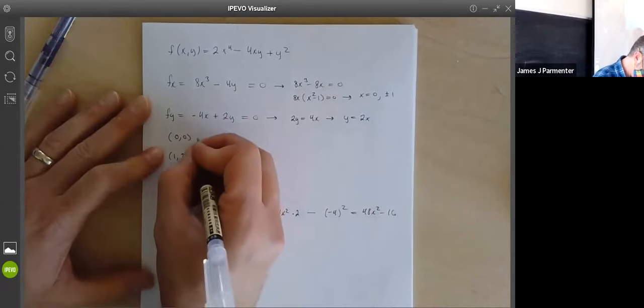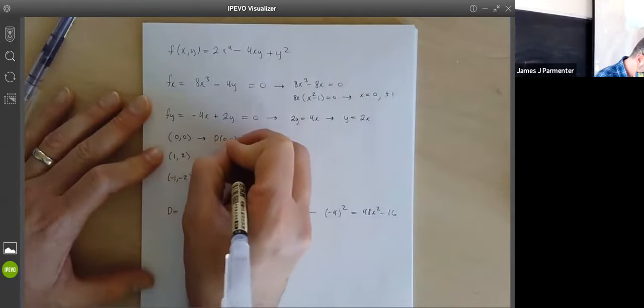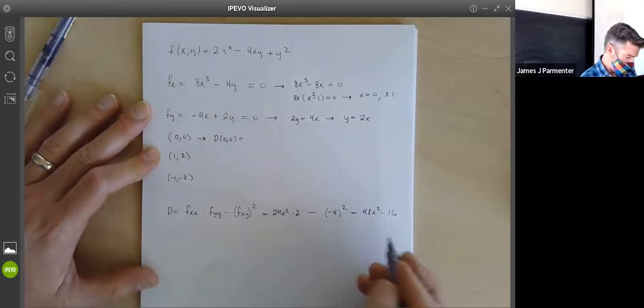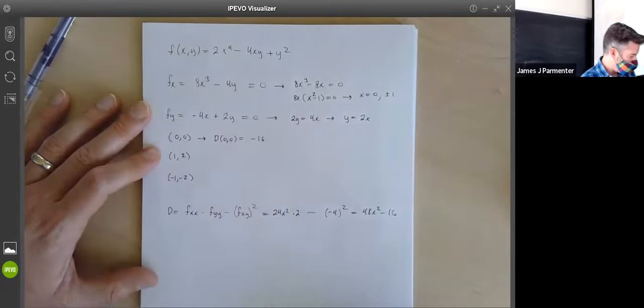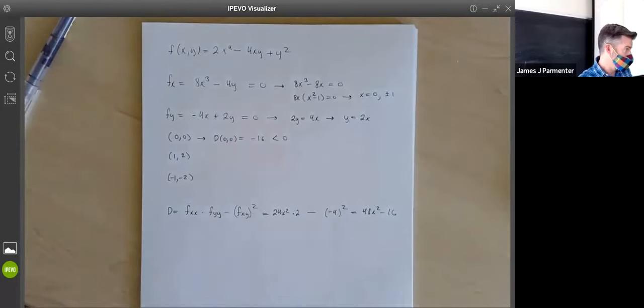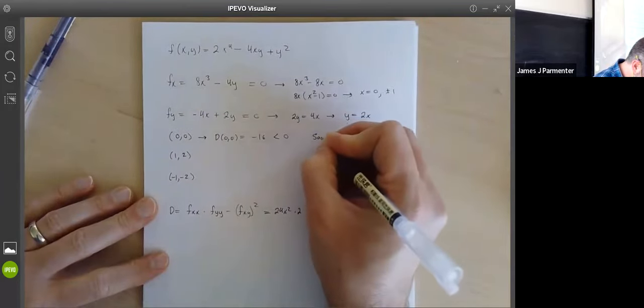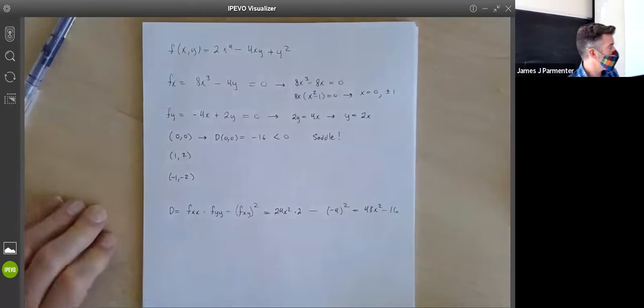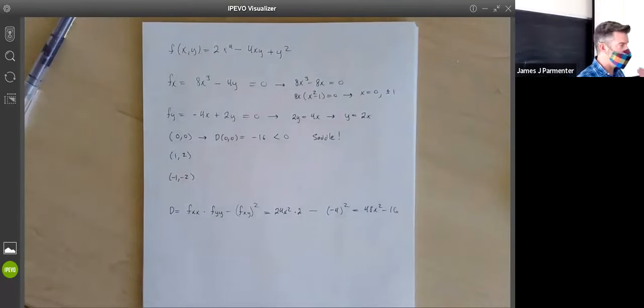So let's plug in (0, 0). D of (0, 0) is going to be 0 minus 16, which is negative. So do we have a max, min, or saddle? I haven't even checked the second derivative, so I can't know if I have a max or a min yet. It must be a saddle. It's always a saddle when the determinant of the Hessian is negative.